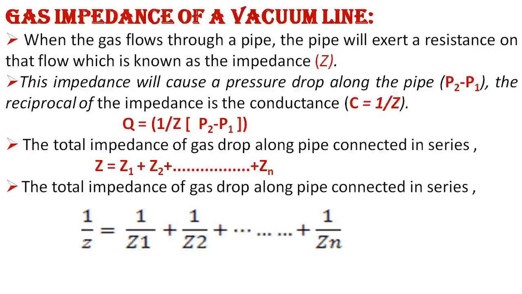So C is equal to 1 upon Z. So throughput is equal to 1 upon Z times P2 minus P1. For pipes connected in series, the total impedance is Z equal to Z1 plus Z2 up to Zn. For pipes connected in parallel, 1 upon Z is equal to 1 upon Z1 plus 1 upon Z2 up to 1 upon Zn. So here Z is equal to P2 minus P1 upon Q, the gas impedance.